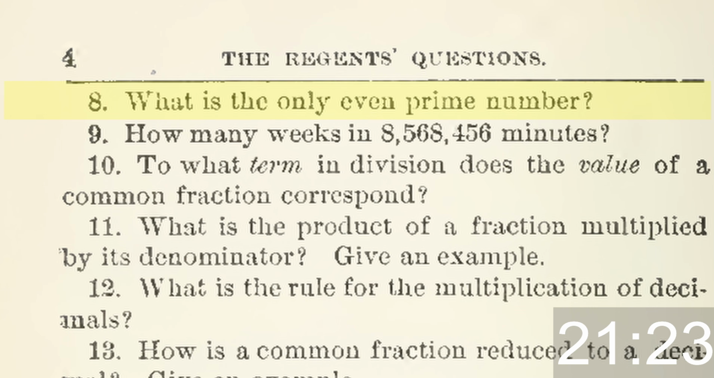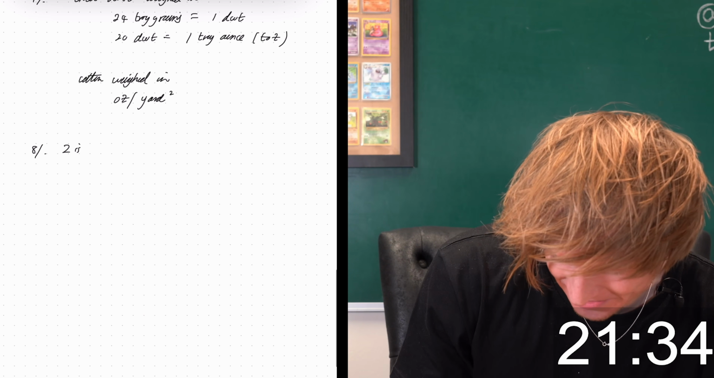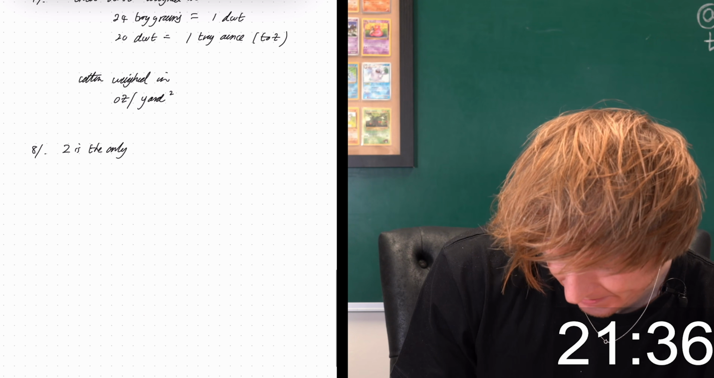All right, number 8 is much better. We're getting back to actual maths here rather than random facts from history. What is the only even prime number? We know that one. 2 is the only even prime number.